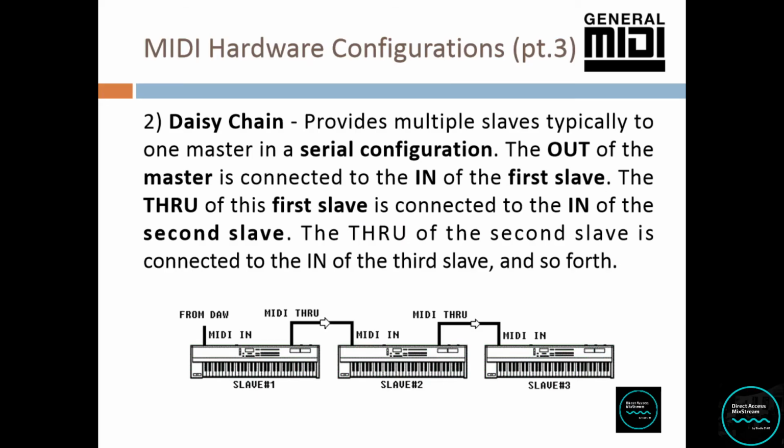For example, on the left, the DAW or your other machine is your master. You go into slave 1's MIDI in, and then out from the MIDI through into the in of slave 2. So this is what we call a daisy chain configuration. There are some pros and cons to a daisy chain, and we'll move to that in a second.